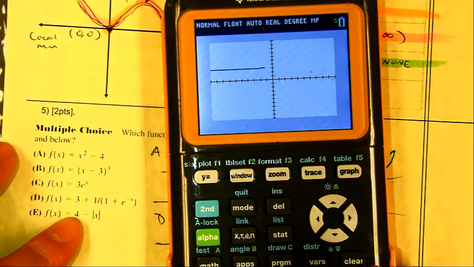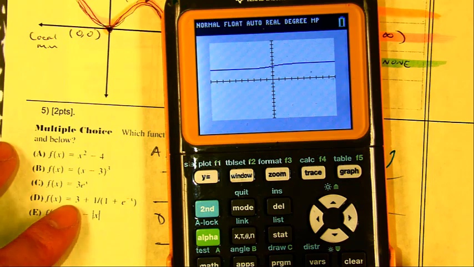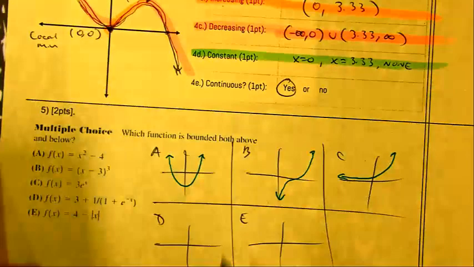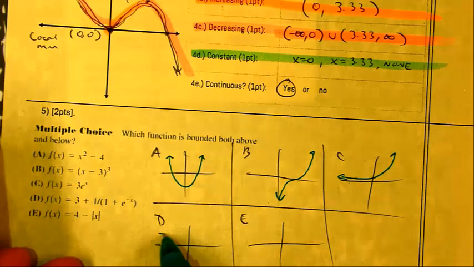Again, that's just a logistic shifted up 3 units because of the plus 3. So it's going to look something like this one.